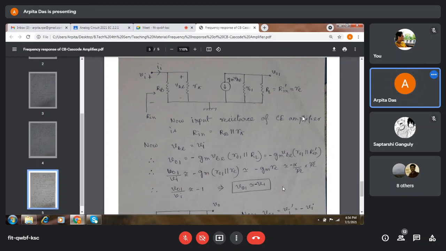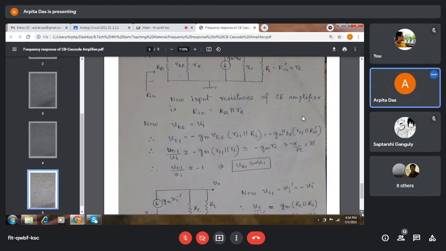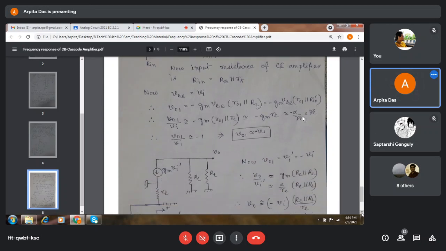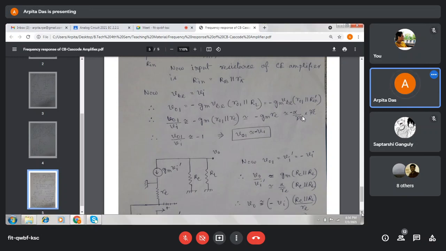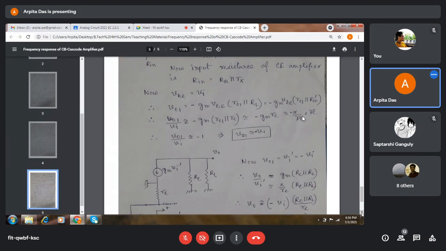Now, since the CE amplifier doesn't provide any amount of gain here, rather it provides unity gain, then what will be the final result? The final result is that the Miller capacitance in the CE stage amplifier invariably will occur. And since it will occur, what will happen? What is the value of Miller capacitance? The value of Miller capacitance, we know, is equal to the gain times C mu.